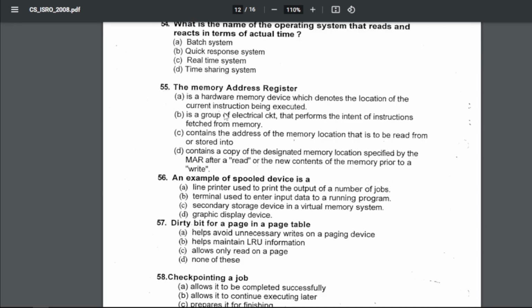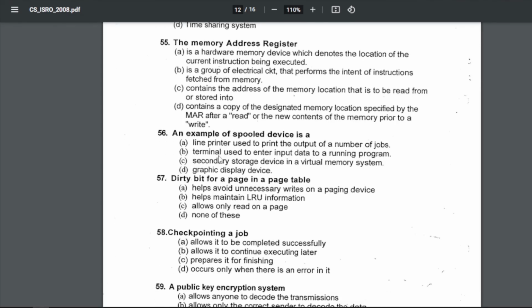55 is the memory address register, MAR, is what? So basically a memory address register, C is the answer, contains the address of the memory location that is to be read from or stored from, right? So MAR, memory address register, contains the address of the memory location that is to be read from or stored into. So C will be the answer for that.